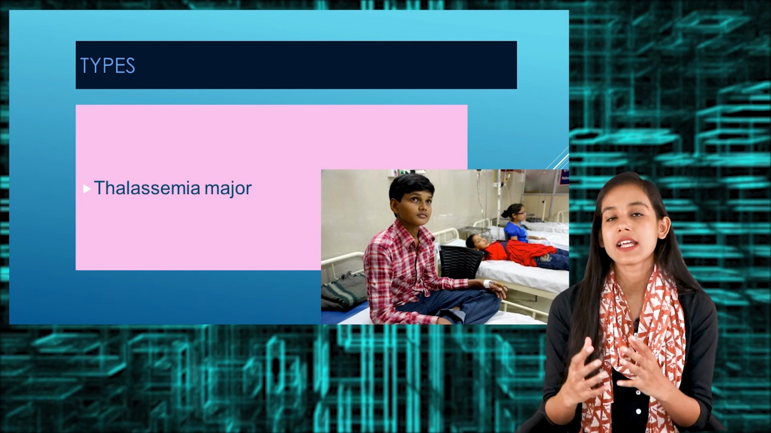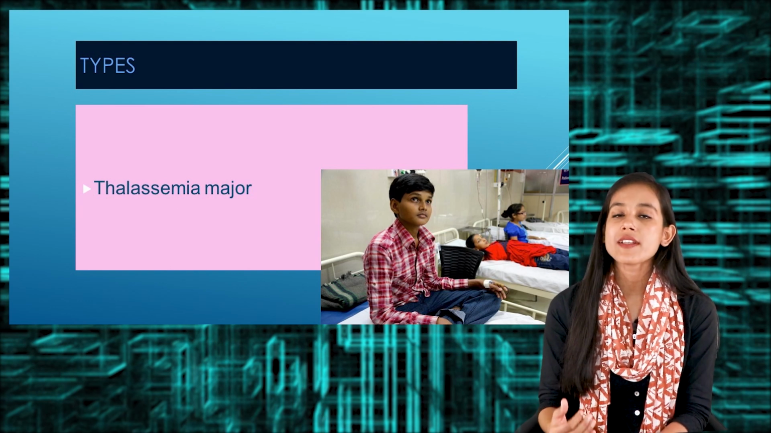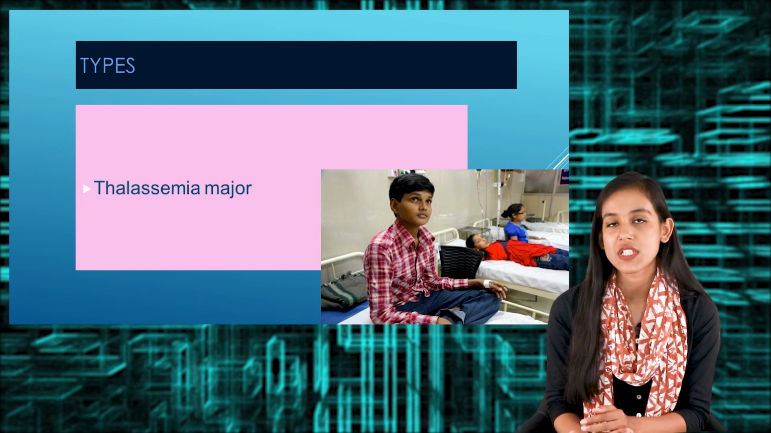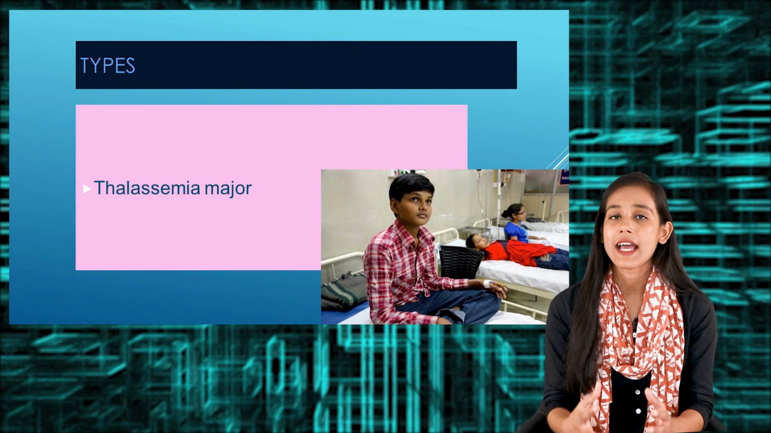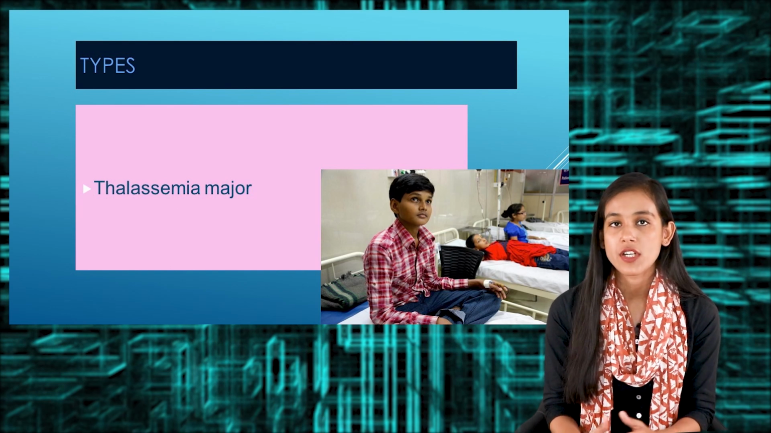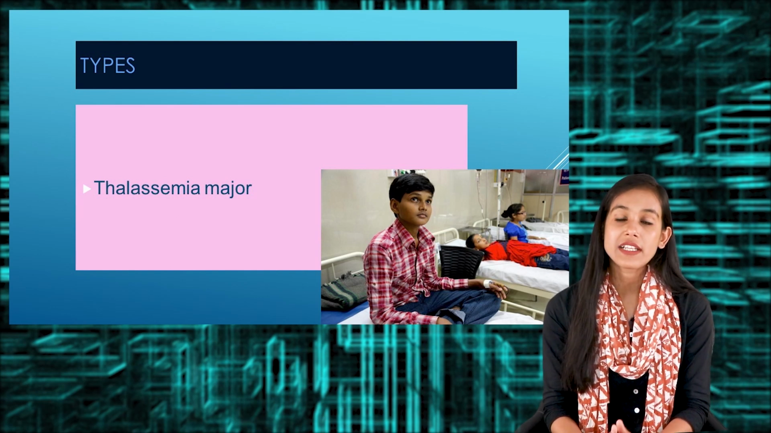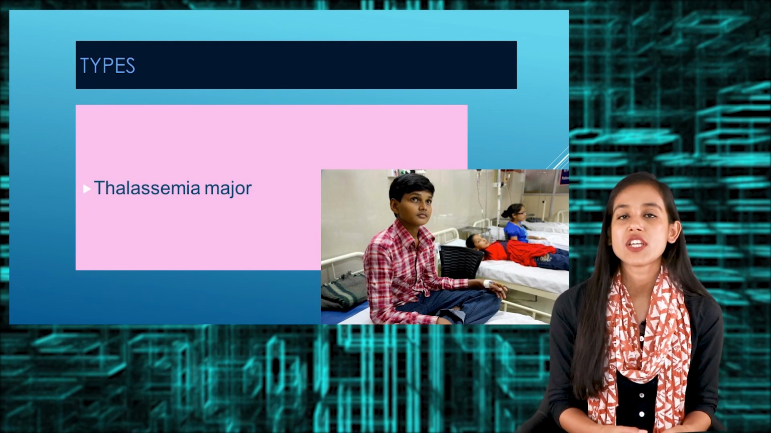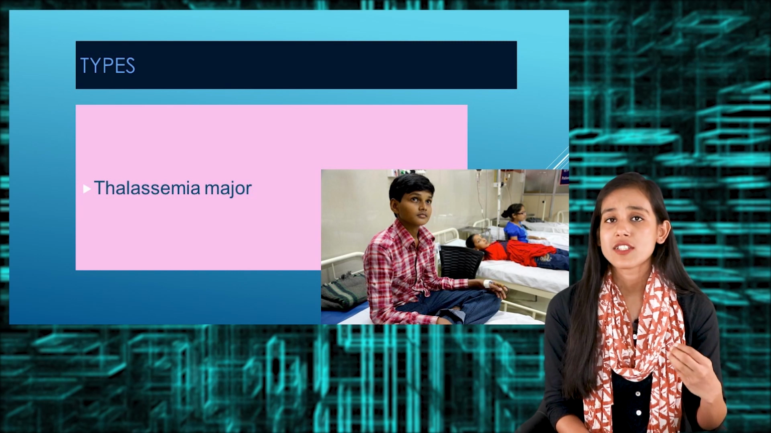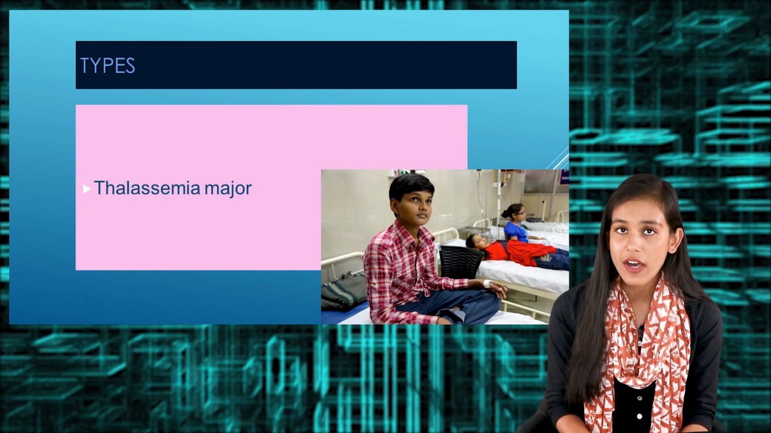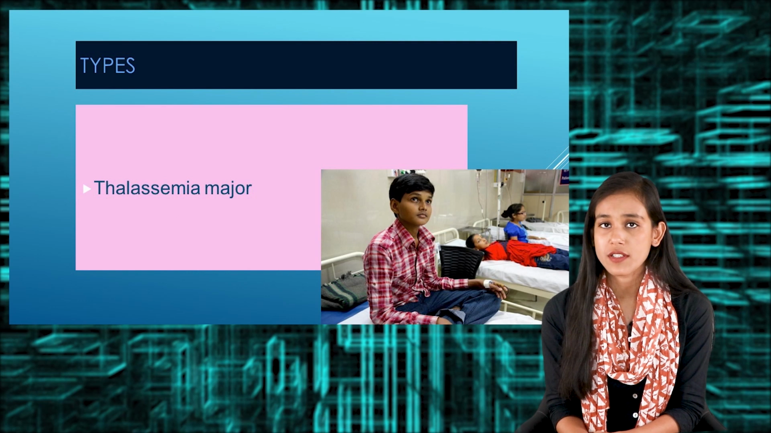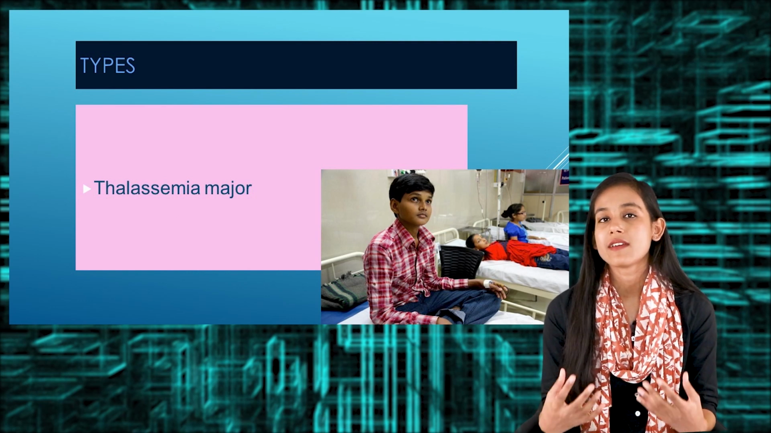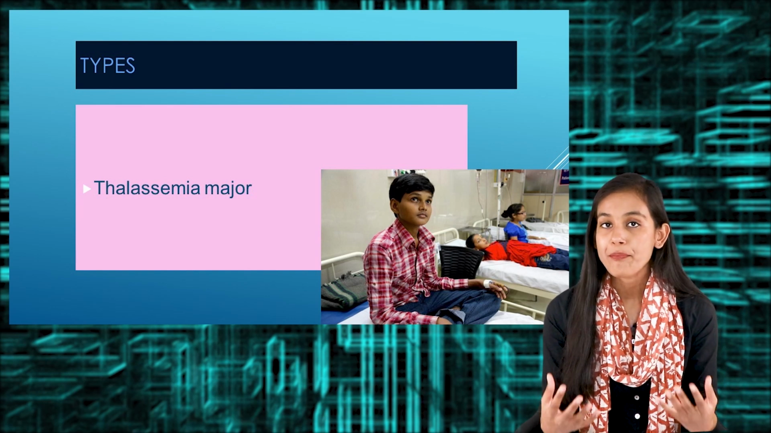Now when both of these two genes are mutated, we call it beta thalassemia major. So in this case, what is happening? The child is receiving the mutated gene from both the parents. So the child is getting one mutated gene from the father and one more mutated gene from the mother. So that's the reason the child will have beta thalassemia major.